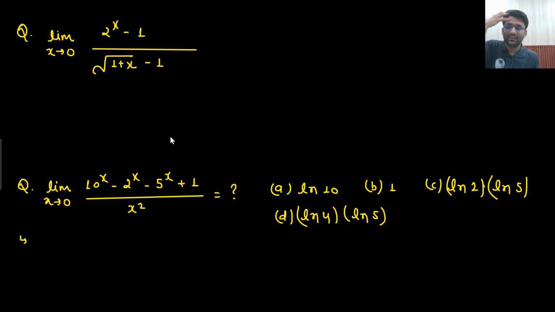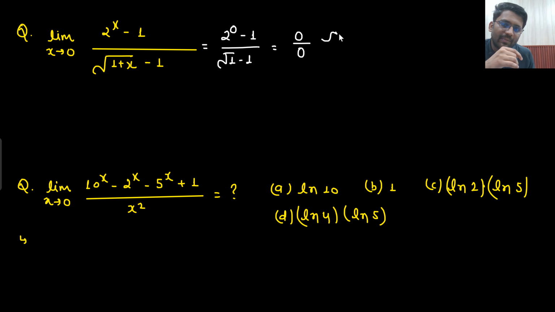Let's go to the next question. Do this one again, 0 by 0. This is just testing your calculation, nothing else. If you put 0 here, 2 to the power 0 will be 1. Basically 2 to the power 0 is 1 minus 1, and then again put 0 under root 1 minus 1. So it is basically 0 by 0 only.